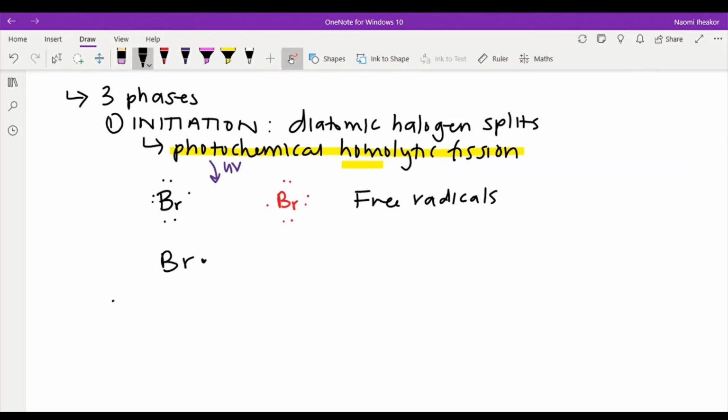Now we have what we call the propagation phase. We know that our free radicals are highly reactive, and so in the propagation phase, we're looking at the different reactions that our free radicals are going to undergo. Propagation looks at the use and production of free radicals.